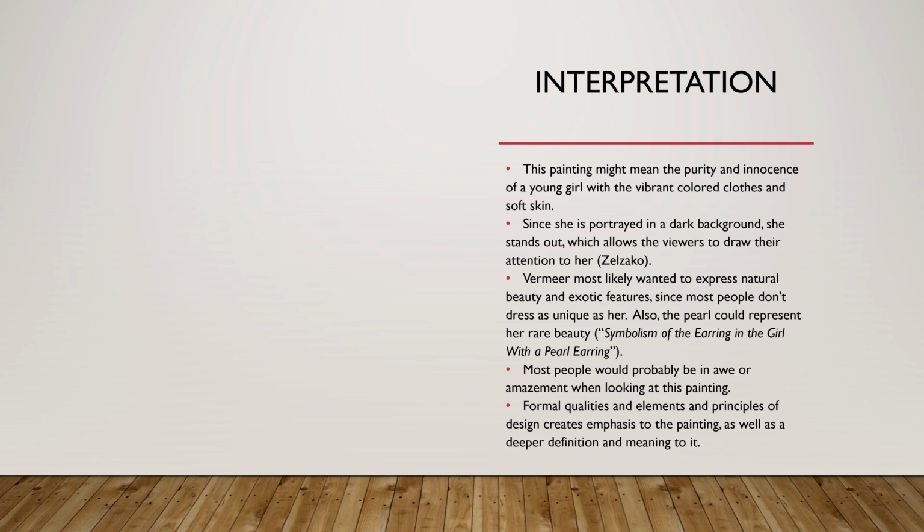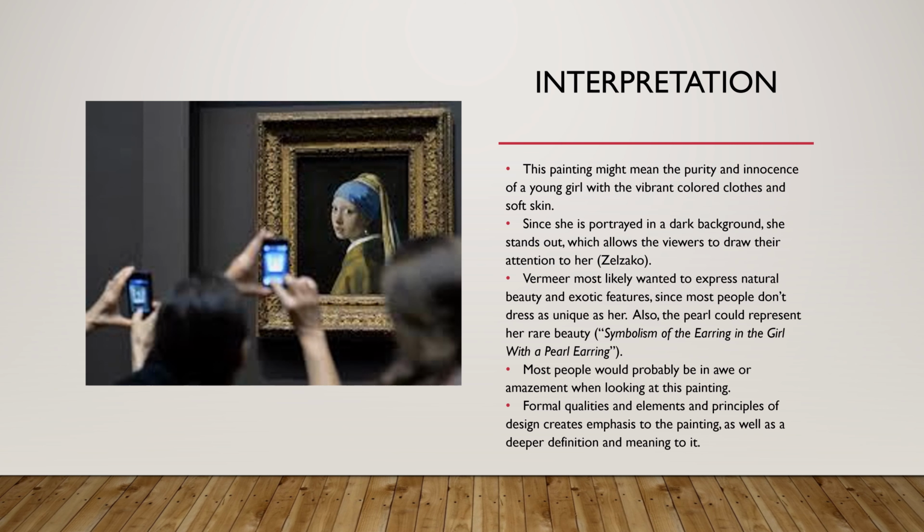In the Girl with a Pearl Earring painting, its meaning is about a girl who seems innocent and bright with her vibrant clothes and soft skin. However, she seems to be in a dark, shallow place, which allows the viewers to draw their attention towards her since she stands out in the image. In addition, Vermeer most likely wanted to express natural beauty and exotic features, since most people don't really dress like her, as well as her unique face. Also, the representation of the pearl could mean rare and natural beauty.